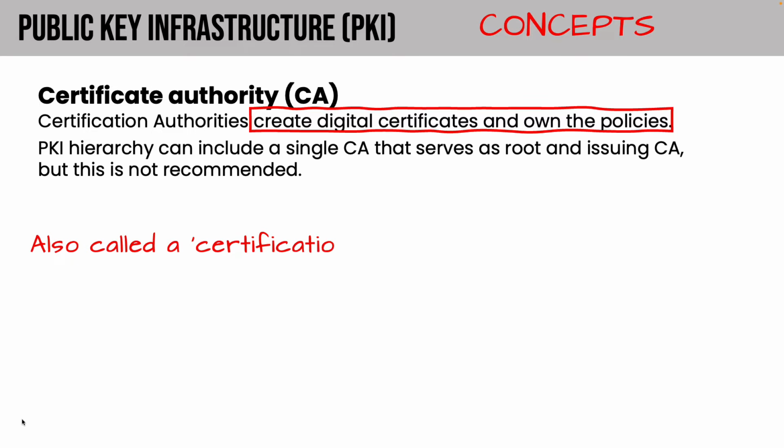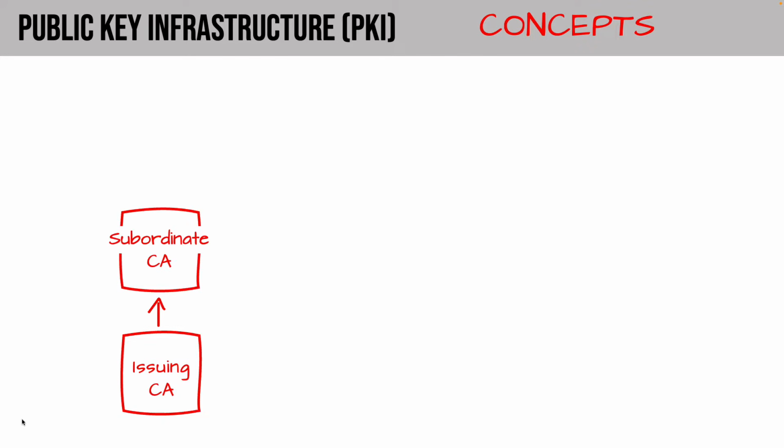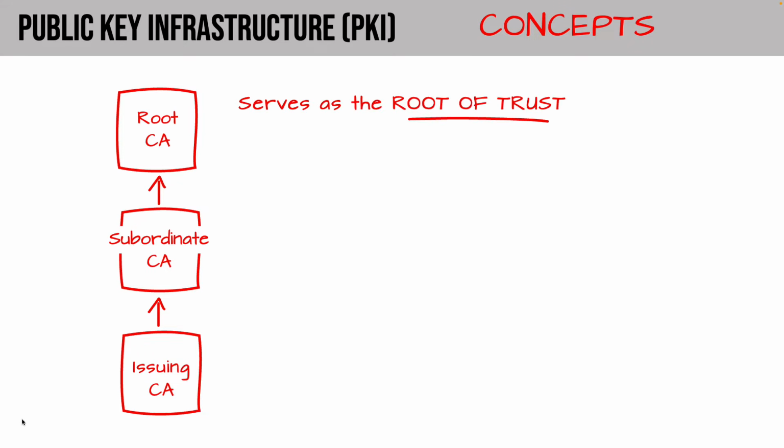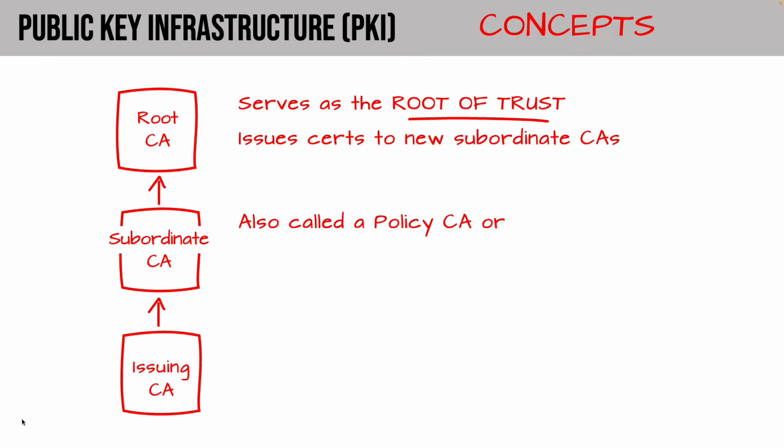You may also hear a certificate authority called a certification authority by some vendors, or simply a CA, all references to the same capability. So just taking a peek at the roles within a typical PKI hierarchy, we have the issuing certificate authority, we have a subordinate or intermediate CA, and then we have the root CA. So the root serves as the root of trust in our public key infrastructure. It issues certificates to new subordinate CAs that generally manage our policies. They're also called policy CAs or intermediate CAs.